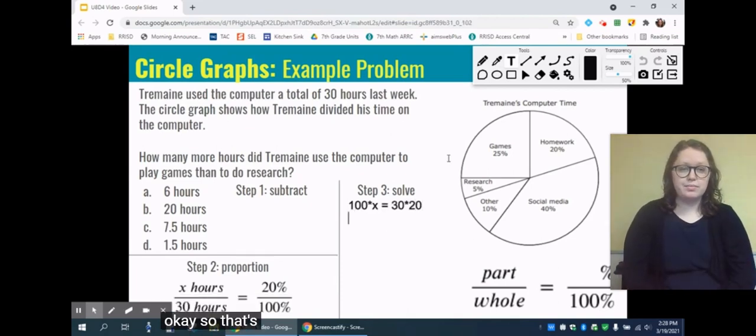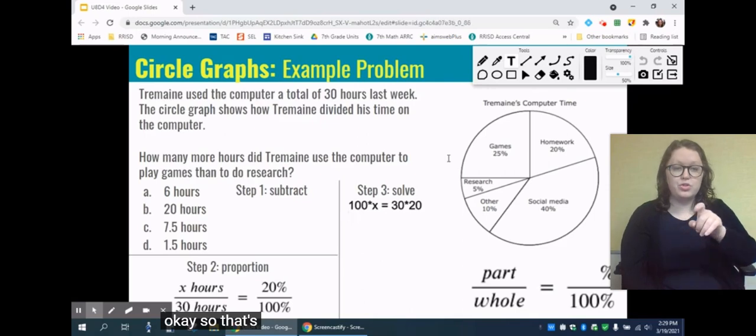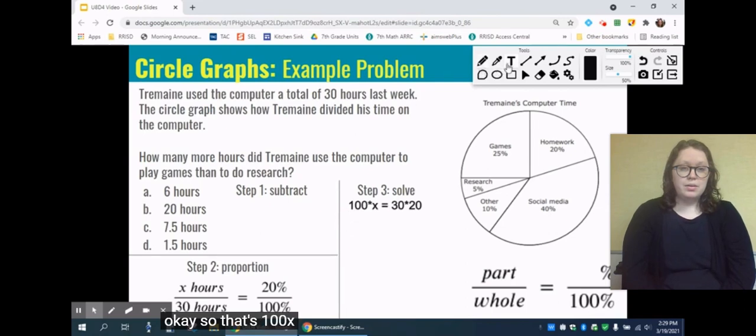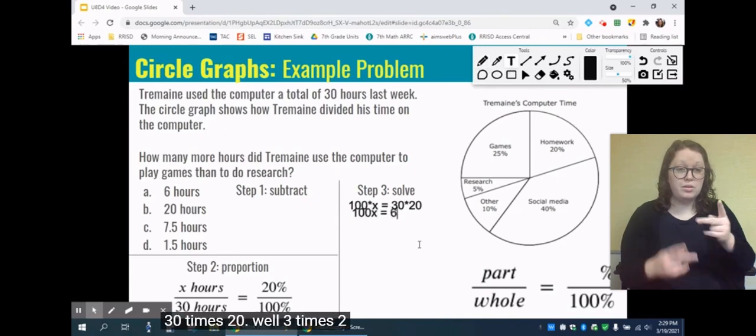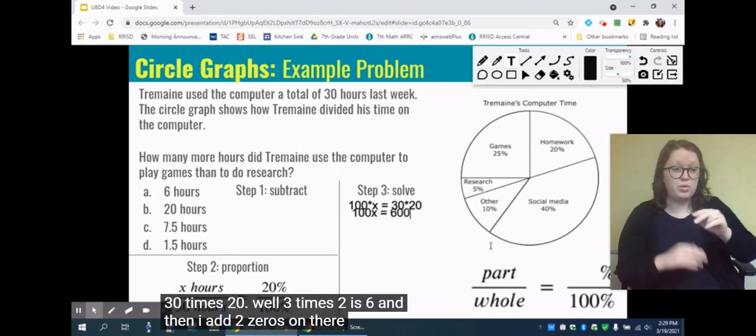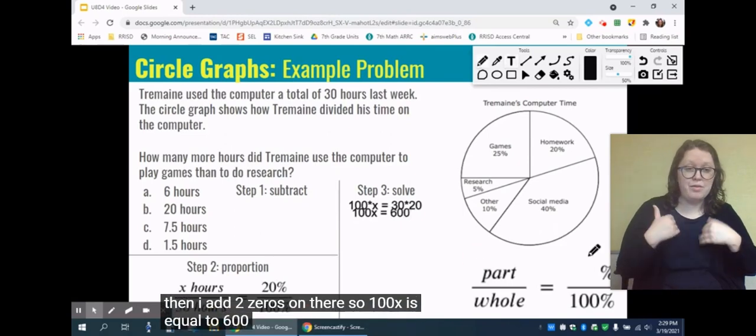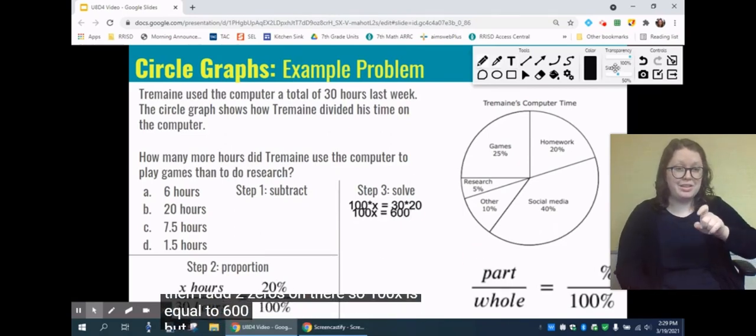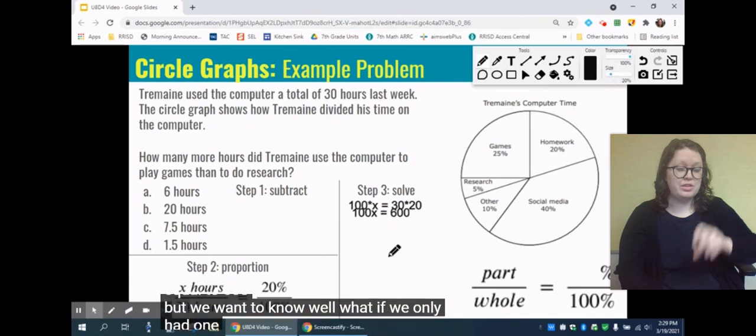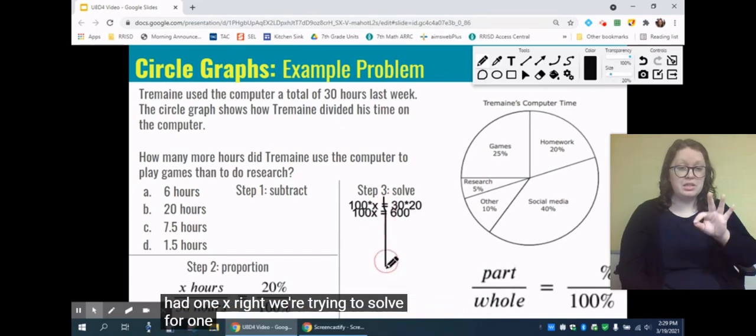Okay, so that's 100x and 30 times 20. Well, 3 times 2 is 6, and then I add 2 zeros on there. So 100x is equal to 600. But we want to know, what if we only had 1x, right? We're trying to solve for 1x.